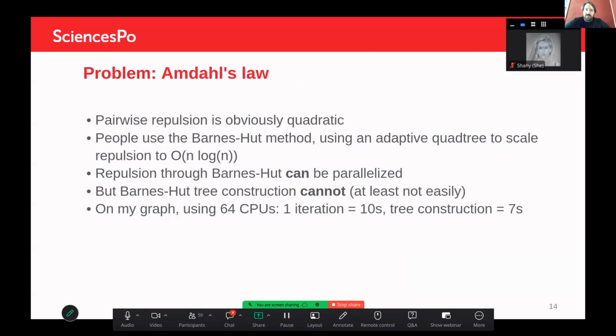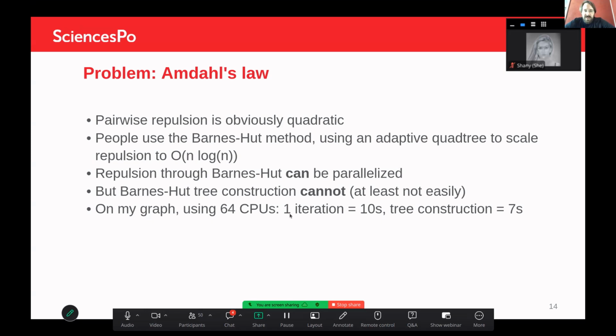Then I have some issue with the infamous Amdahl's law. Usually people use pairwise repulsion for the node repulsion, which is obviously quadratic. If you want to optimize this, you have to use the Barnes-Hut method, which is very used in physics simulation. You use an adaptive quadtree to scale the repulsion back to O(n log n). But even if the repulsion itself can be parallelized, the tree construction cannot, at least not easily, be parallelized. And so you have to be clever about it.